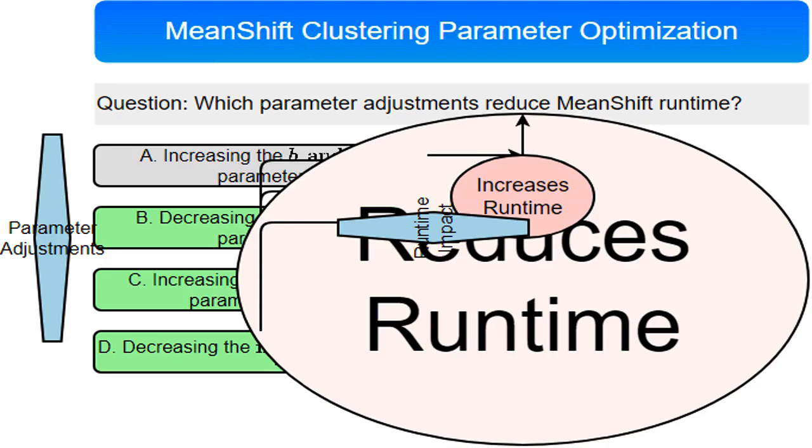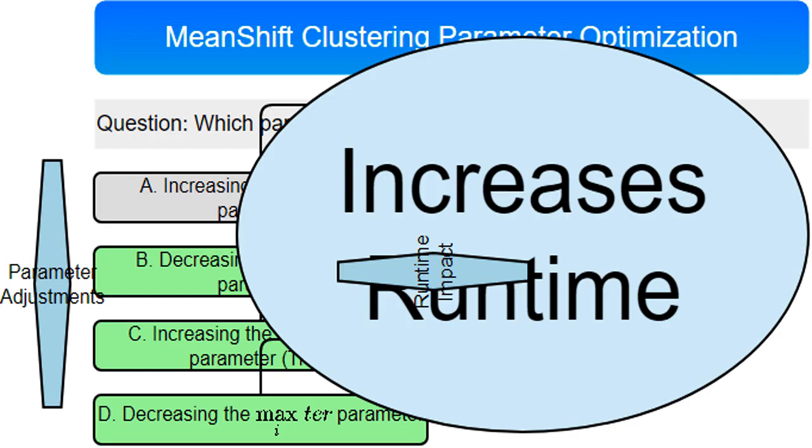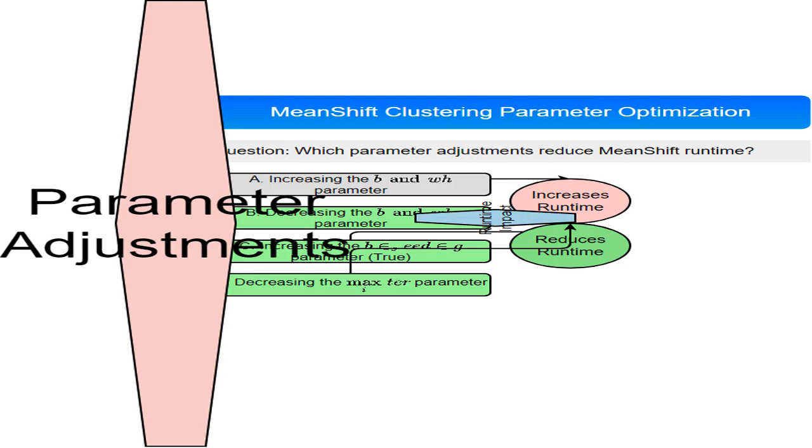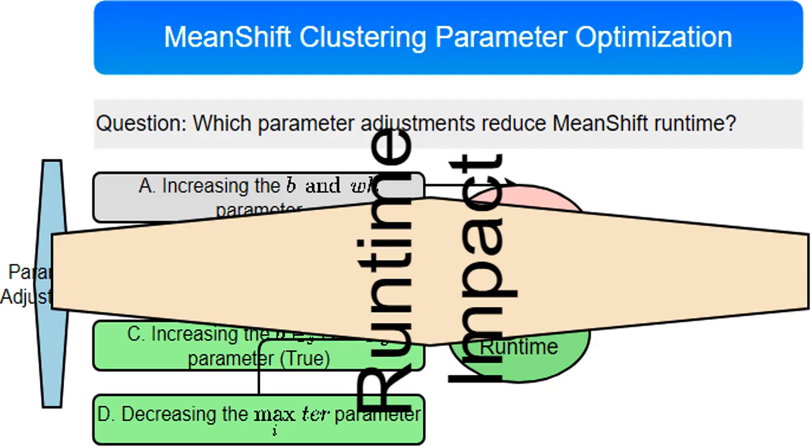This column highlights the parameter adjustments that would directly speed up the MeanShift algorithm. It's a summary of the options that reduce the runtime. This column captures the parameter adjustments that would make the MeanShift algorithm run slower. This simply labels the column describing the changes that are applied to the algorithm's parameters. This column describes how the different parameter adjustments impact the algorithm's runtime.